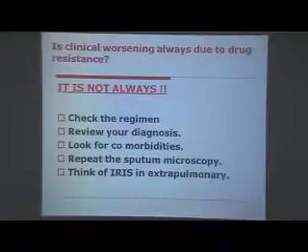Very, very important. In tuberculosis, if the patient is having diabetes or HIV co-infection, the patient is not going to improve. So think of the comorbidities. Repeat the sputum microscopy. In that way, you make sure that what you are dealing with is only tuberculosis. Then think of IRIS. What is IRIS? Immune reconstitution inflammatory syndrome.